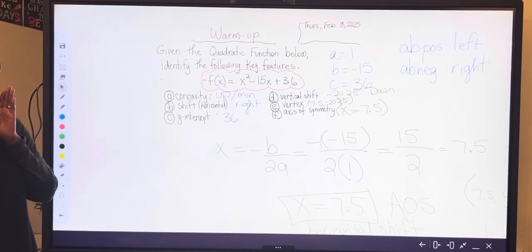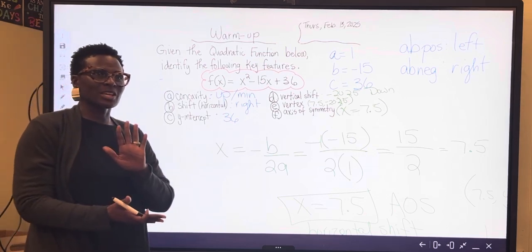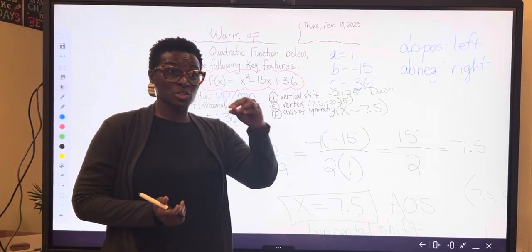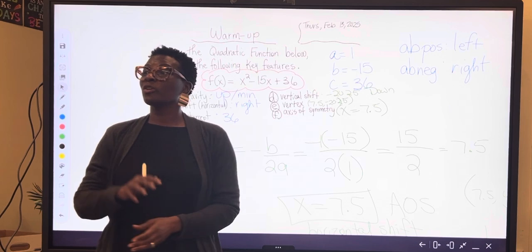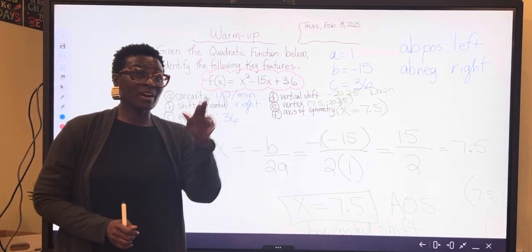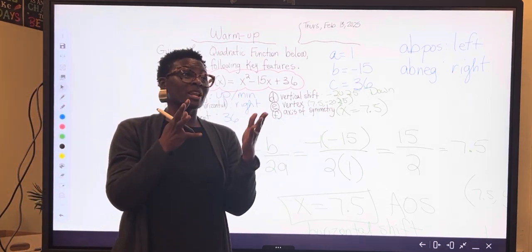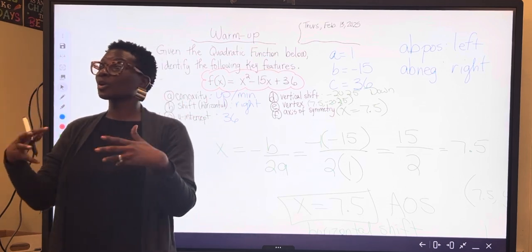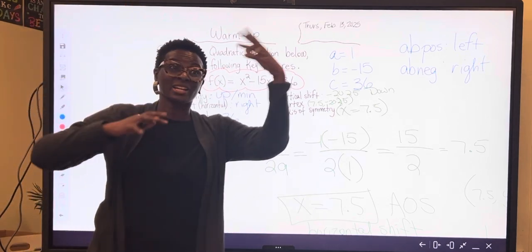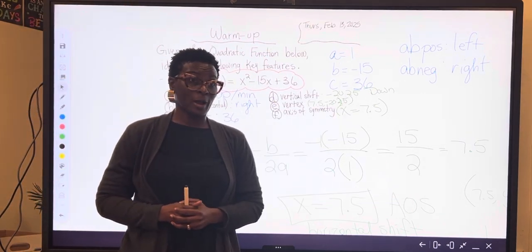All right. So, for the past 3 weeks, we have been working on the key features of quadratic functions, right? We've been graphing them. We've been identifying the different parts. And we've been using them to model real world situations to identify different parts of a problem, right?